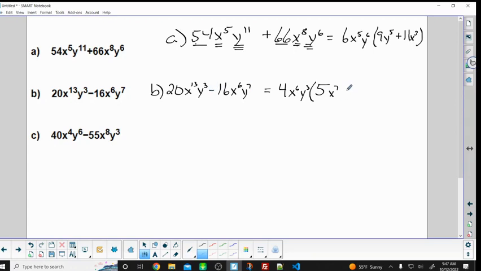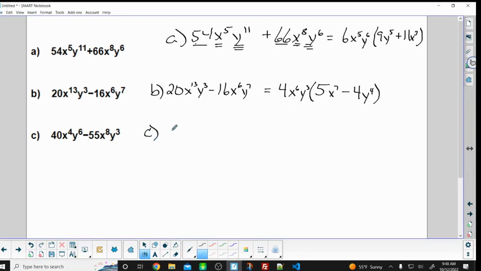16 divided by 4 is 4. x to the 6th divided by x to the 6th is 1, so I'm not going to write that down. y to the 7th divided by y cubed is y to the 4th, and all I did was subtract those exponents. So that's my binomial factored down using that GCF.